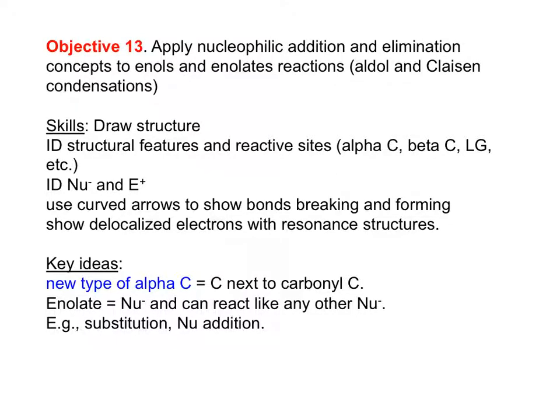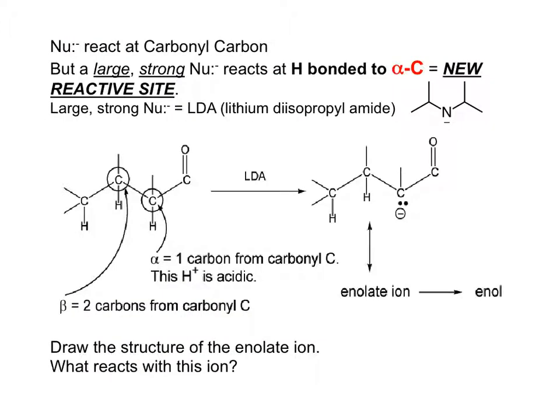The Aldol and Claisen condensation reactions are important in organic synthesis because a carbon-carbon bond is formed. These reactions involve an enolate ion. An enolate ion is formed when a proton is removed from the carbon next to the carbonyl carbon, which is called the alpha carbon. The alpha carbon is the carbon adjacent to a carbonyl carbon.